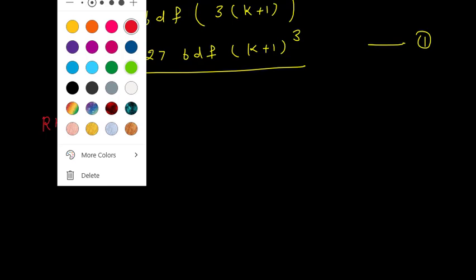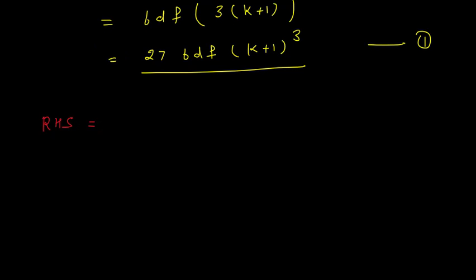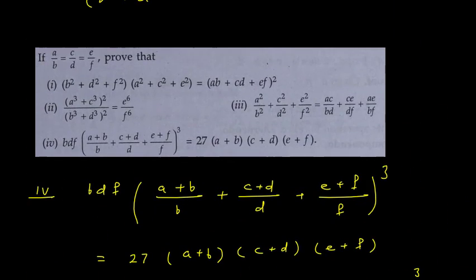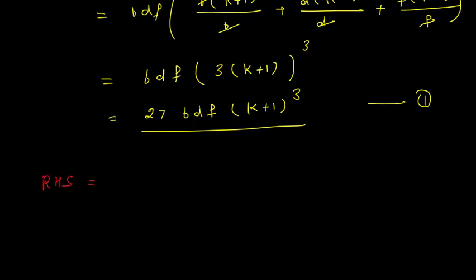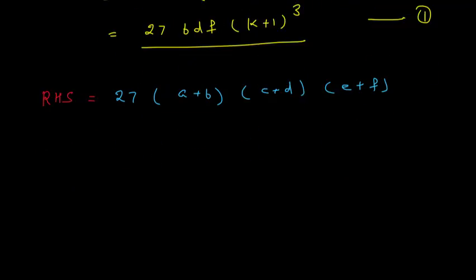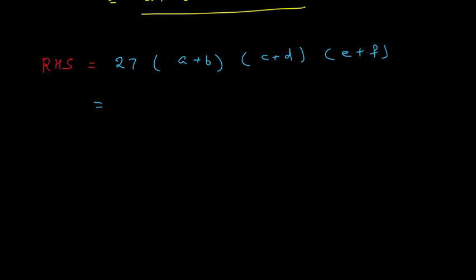I think if we change to this color it might be visible. Okay, RHS is 27(a + b)(c + d)(e + f). So RHS is 27 times (a + b) into (c + d) into (e + f).